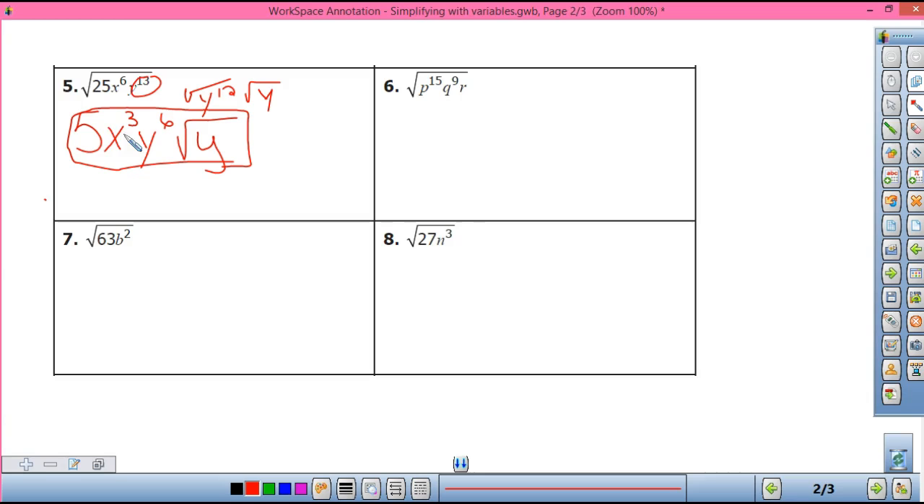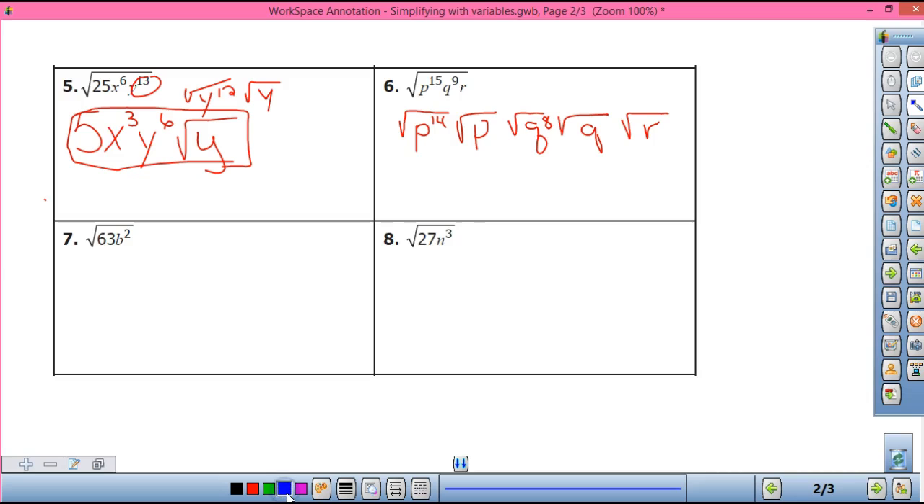Okay, so we've got the square root of p to the 15th, q to the 9th, and r. Okay, so are any of them even numbers? No. So we've got to reduce them all. So I'm going to simplify the square root of p to the 15th into the square root of p to the 14th and the square root of p. I'm going with q into the square root of q to the 8th and q. And can I do anything with the square root of r? No. No, so that just stays the square root of r.